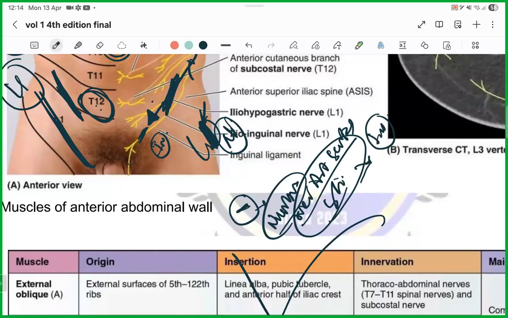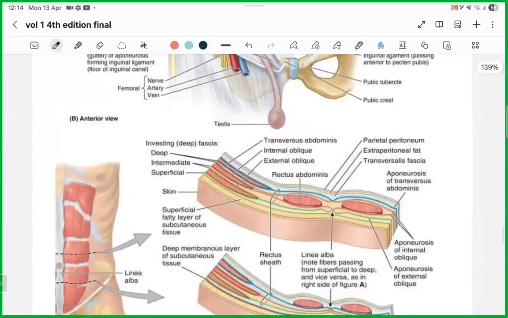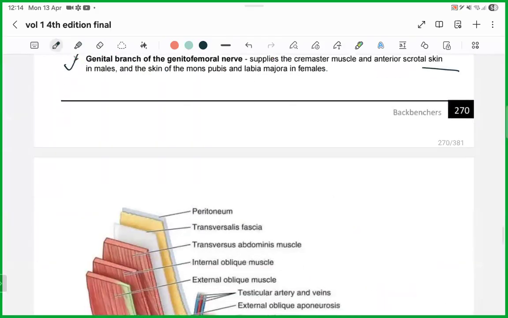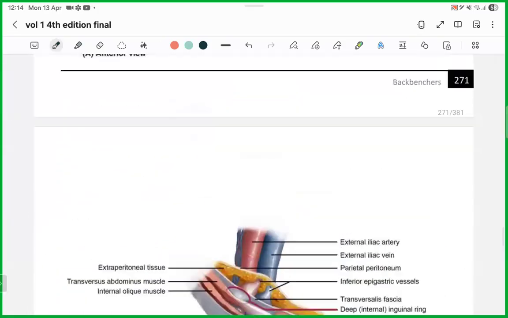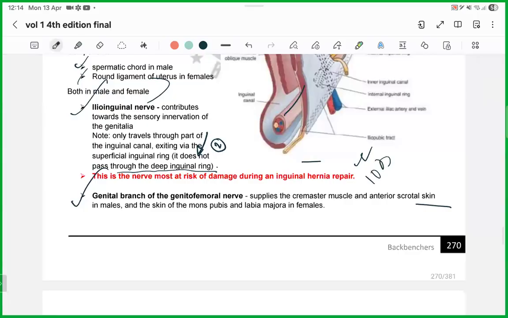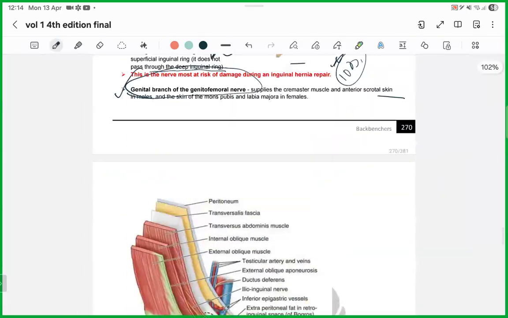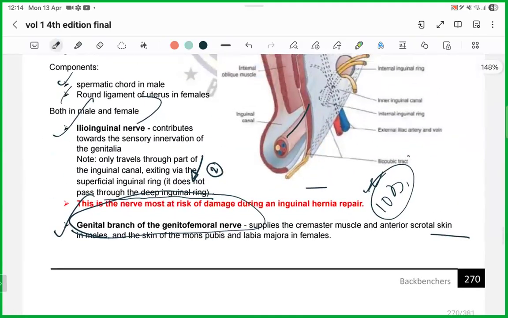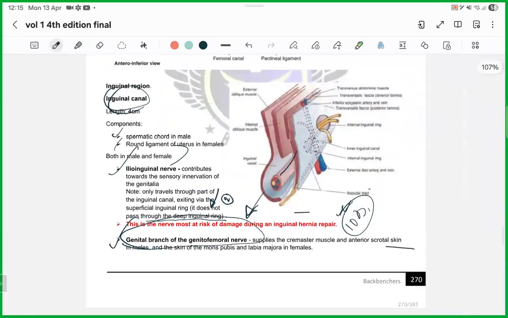They can also tell you about a hernioplasty operation. After the operation, if you don't have anterior scrotal sensation, it's always ilioinguinal nerve injury, and this is very important. And the genital branch of genitofemoral nerve. Do you need to know all the supplies? No. Just remember what the ilioinguinal nerve supplies, the thing I have told you.